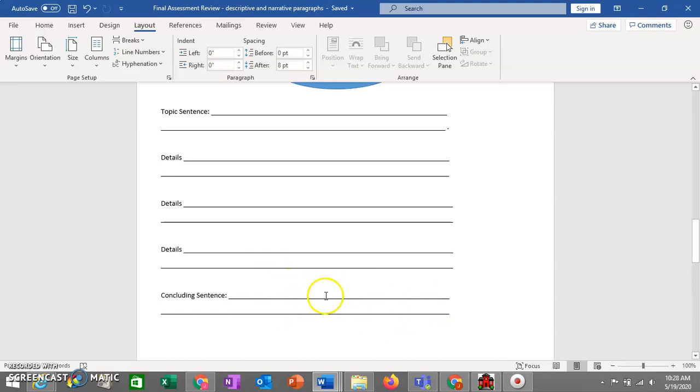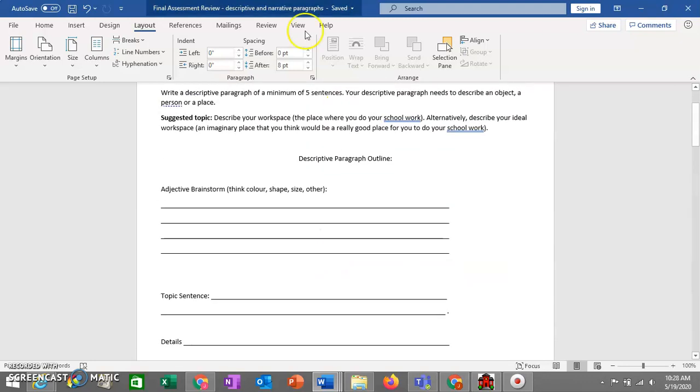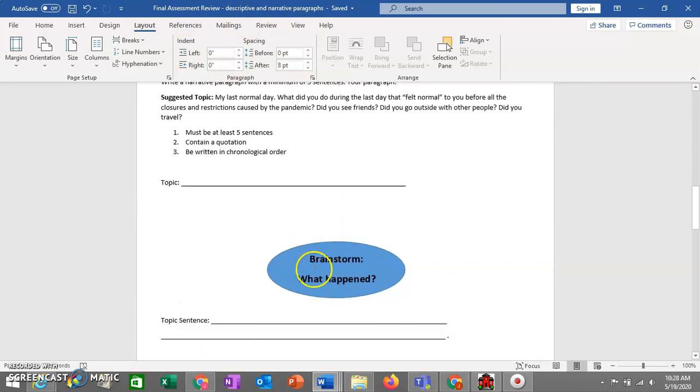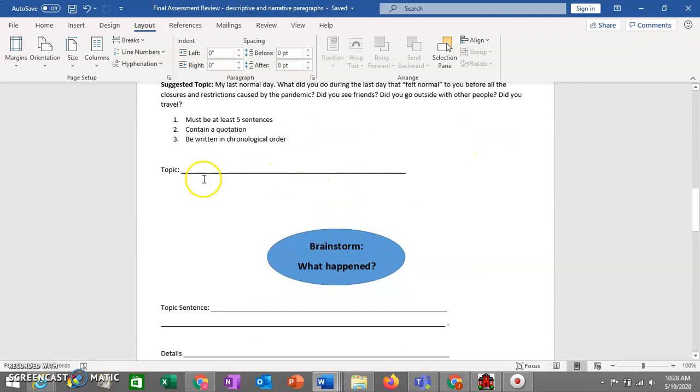All right, so that's about everything I've got to say. Again, fill out both outlines for a descriptive paragraph and for a narrative paragraph. Complete both paragraphs and turn those in, and that's all that's required for this review.